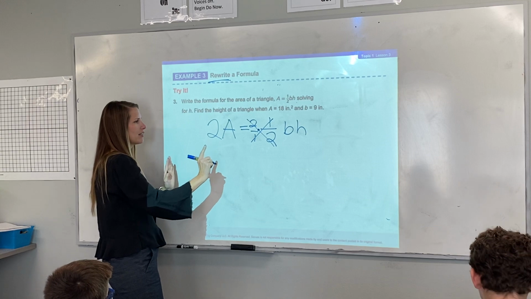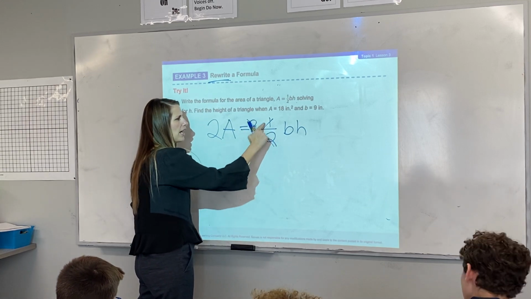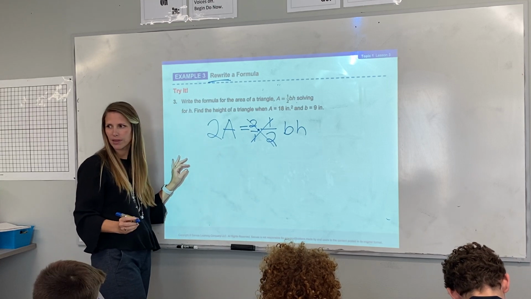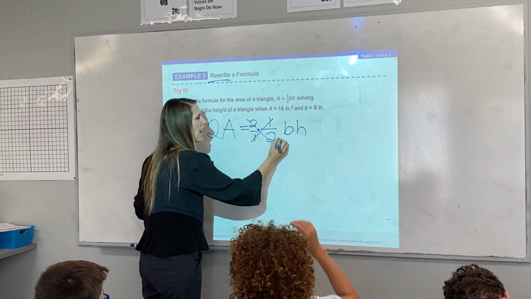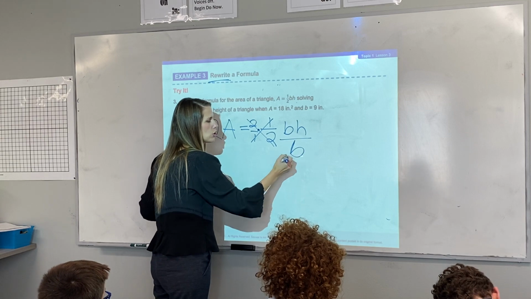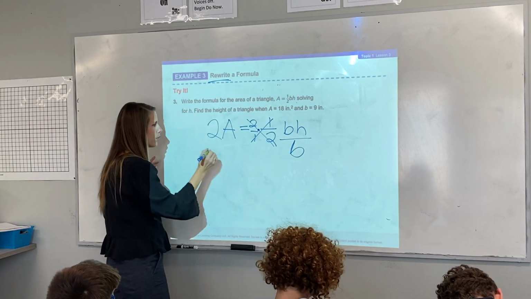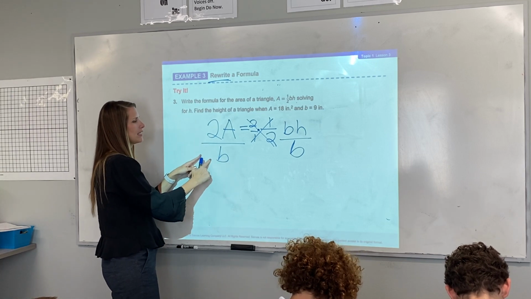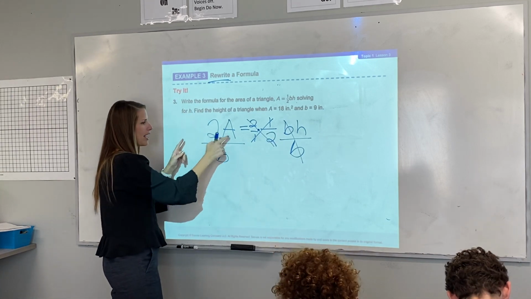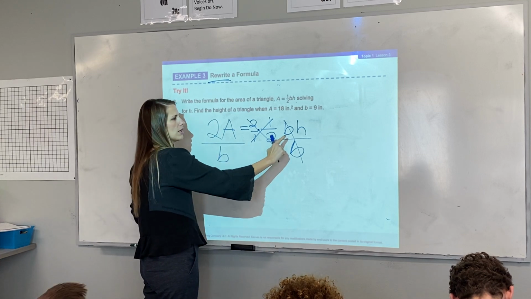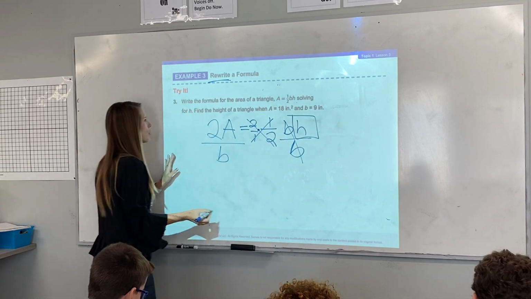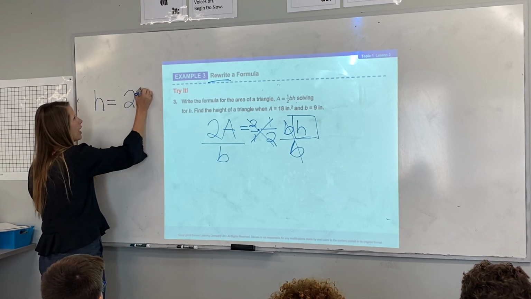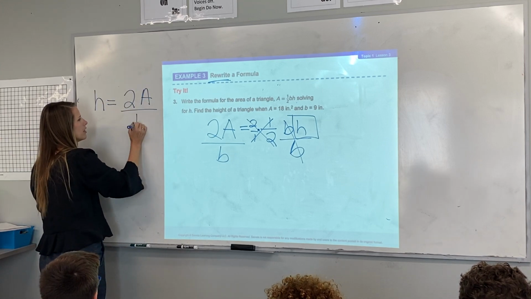Okay, I'm not done. This is gone, but H is still being multiplied times B. So what do we do? Divide by B. Now, in algebra language, you always have to say on both sides. So we have 2A equals, cancel out our B's, 2A over B equals H. So I'm going to rewrite that over here: H equals 2A over B.